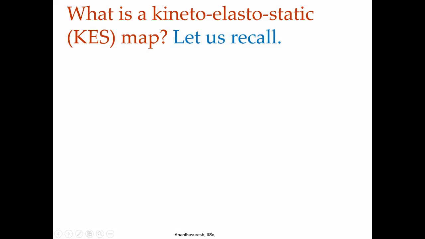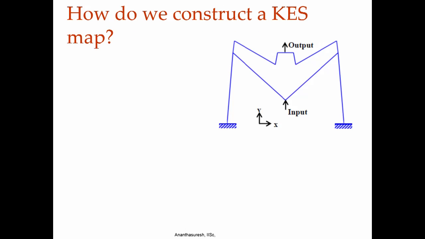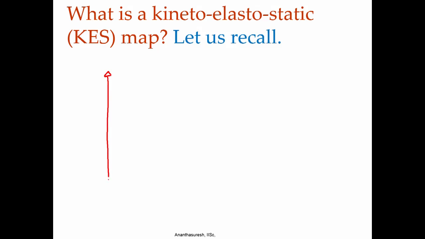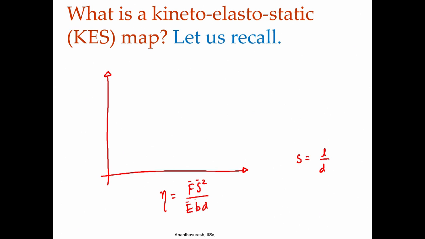First let us recall what a kinetoelastostatic map is. We take any quantity. We draw this map where we have eta, which is F S square by E b d. To recall, S is the slenderness ratio, which is L by d. By the way, all these are average values, we just do not put the bars after some time. For different S values we have a quantity, it could be, so far we discussed displacement, let us say u out divided by L bar, that is non-dimensionalized. So, we plot these things.